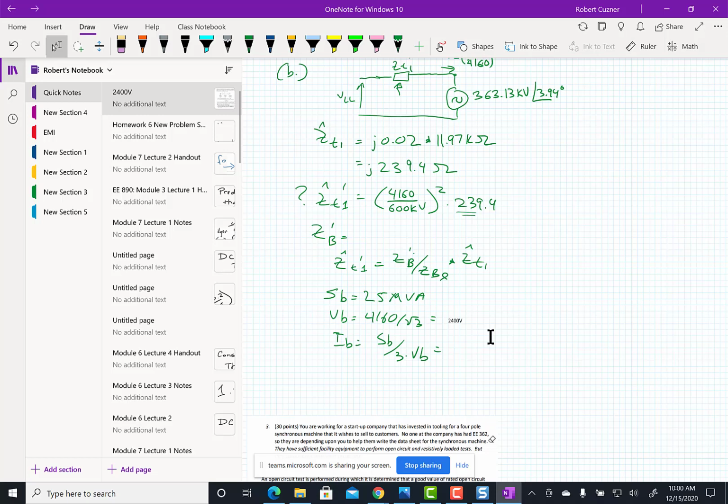So that's 3472 amps. Okay, so now the Z base is going to be equal to the V base over the I base. So that's 2400 divided by 3472. It's 0.69.